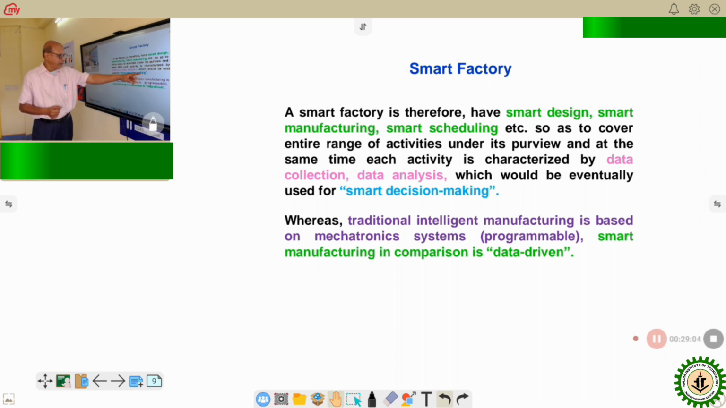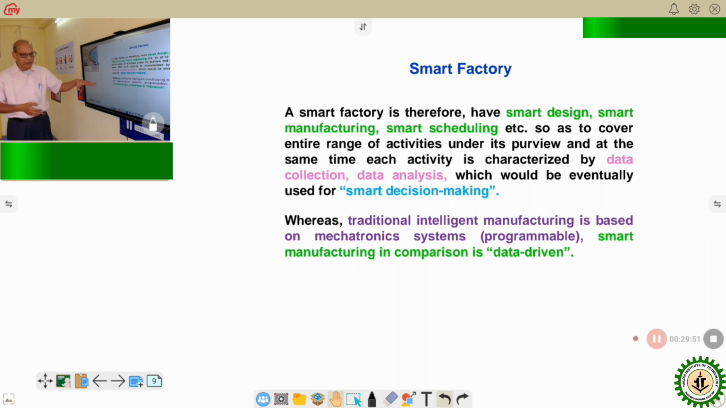Whereas traditional intelligent manufacturing is based on mechatronic systems, smart manufacturing is data driven. In the beginning, I told on the first or second slide, the intelligent and smart manufacturing. The term intelligent manufacturing was coined with basically the computerized automation, that is the PLC, where there is an intensive use of microcontrollers, PLCs, microprocessors, that is the CNC machine, robotic system, FMS, automated guided vehicles. Those are basically programmable, and that is why those are given the name intelligent manufacturing. So according to the program, we can get the work done by those non-living systems without human intervention.